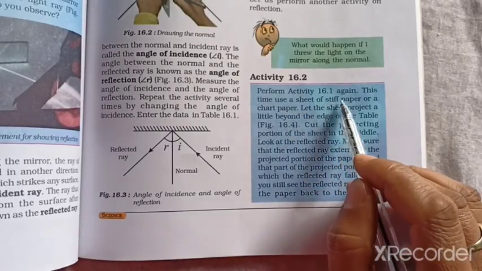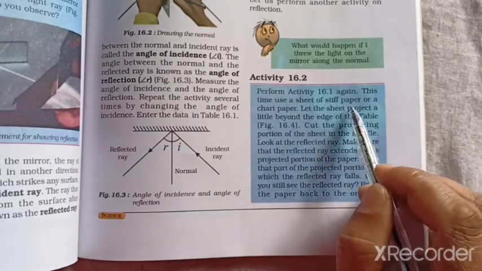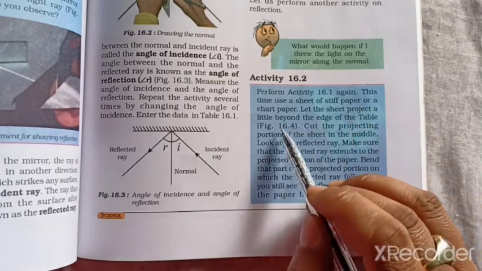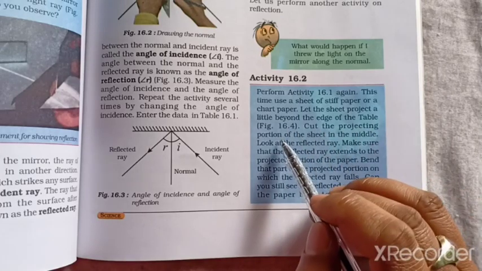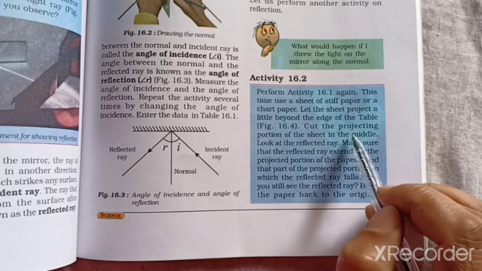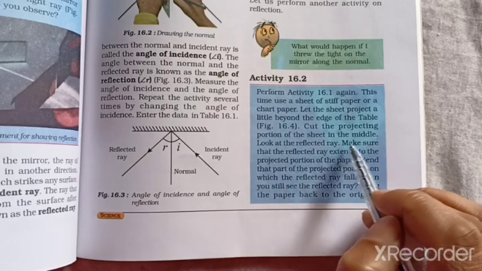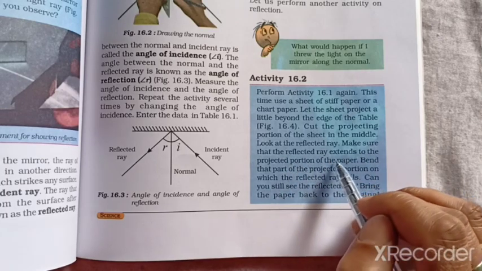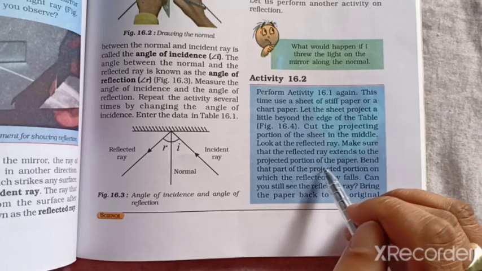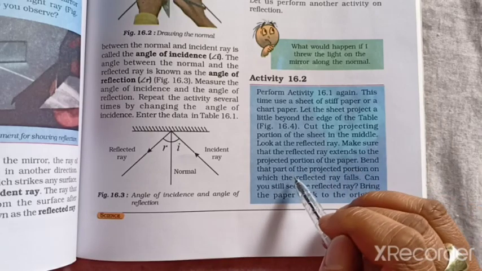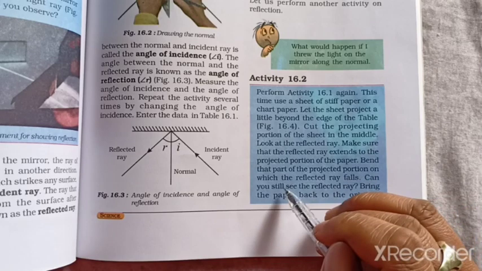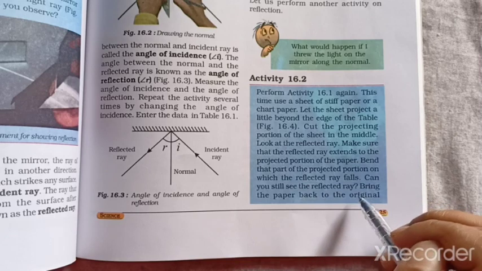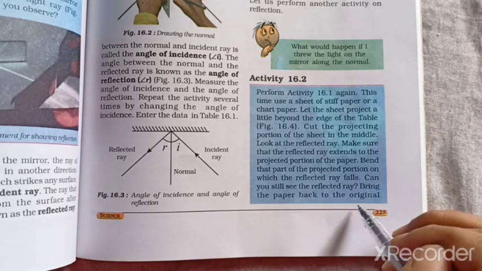Perform activity 16.1 again. This time use a sheet of stiff paper or a sharp paper. Let the sheet project a little beyond the edge of the table, figure number 16.4, and cut the projecting portion of the sheet in the middle and look at the reflected ray. Make sure that the reflected ray extends to the projected portion of the paper, and bend that part of the projected portion on which the reflected ray falls. So can you still see the reflected ray? And bring the paper back to the original.